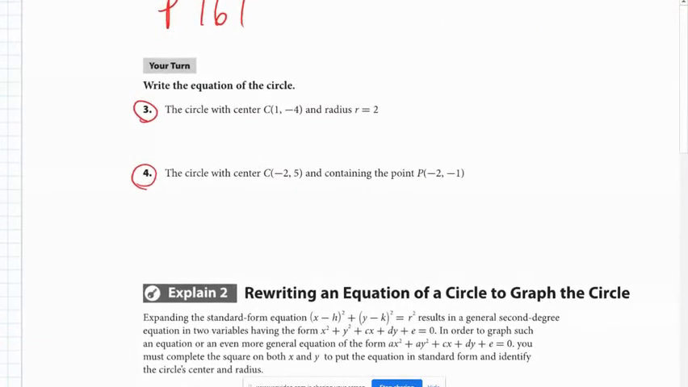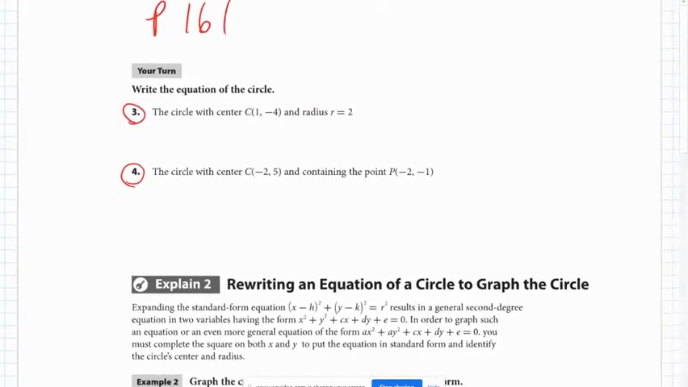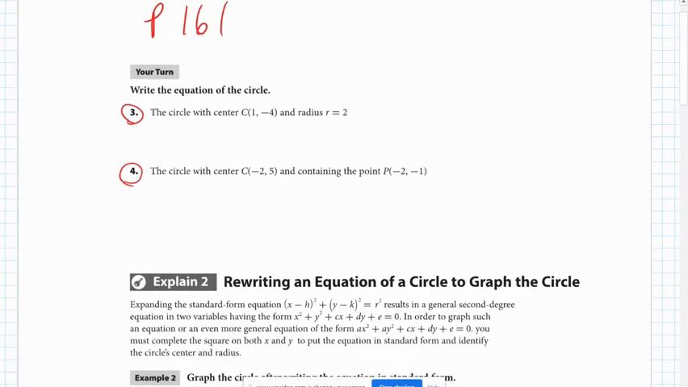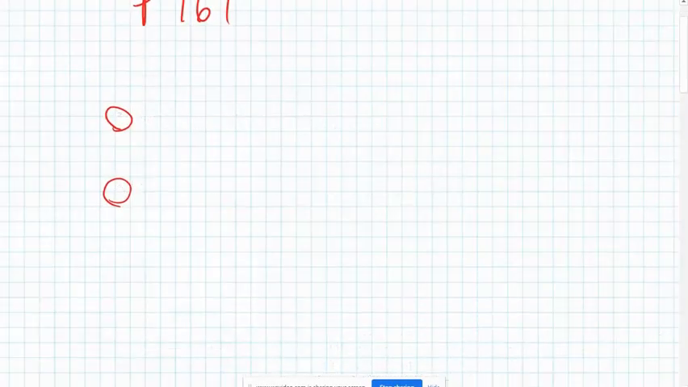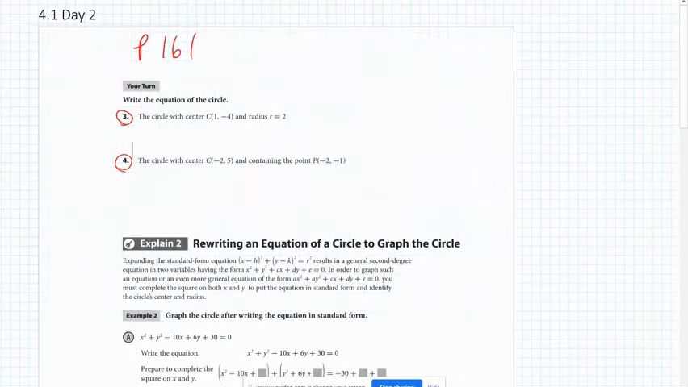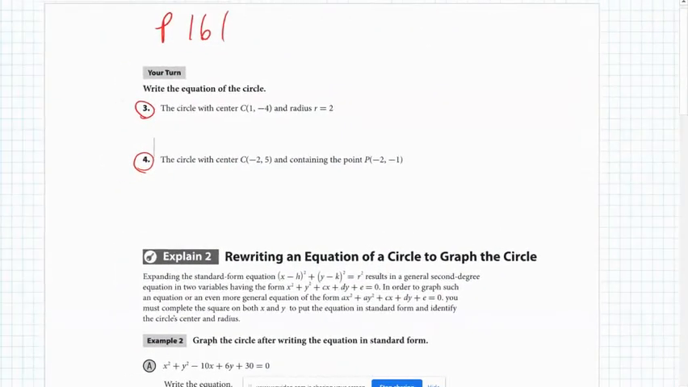If you have your textbook, you can open up to 161. And if you don't have your textbook, then just copy these two problems down in your notebook and see if you can come up with the equations, and then press play to check your answer.